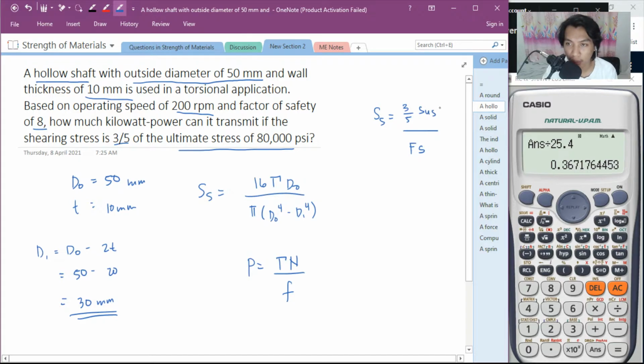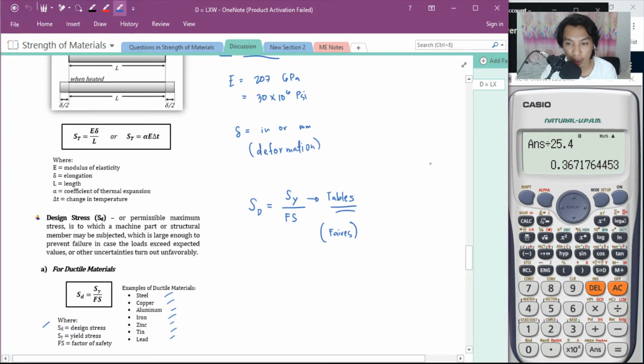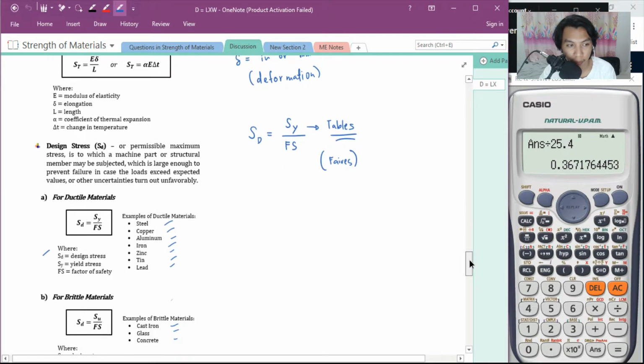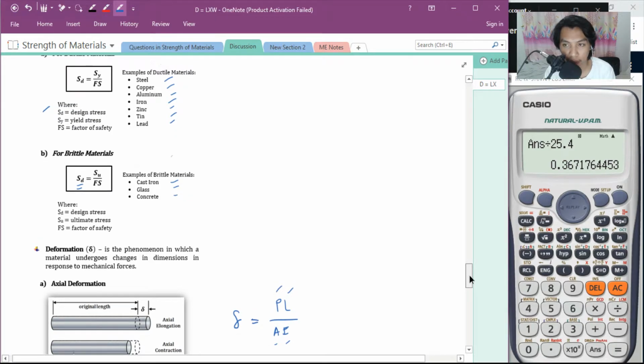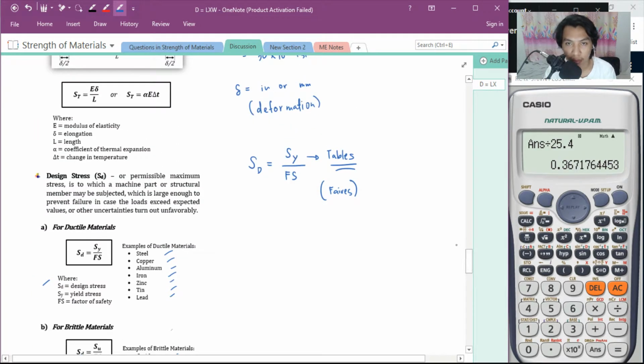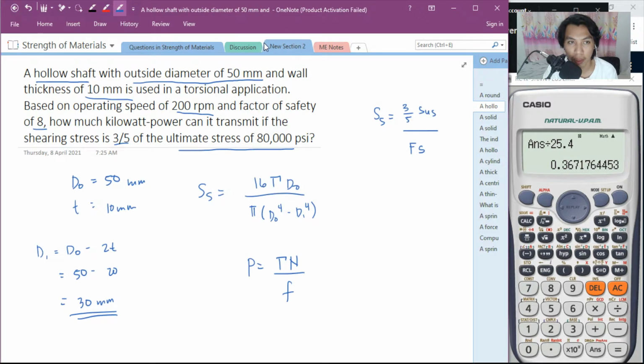Going back dun sa mga notes natin. Di ba binigay ko sa inyo sa discussion? Andito yan, ultimate stress. Ayan, no? Design stress, shearing stress. Yan yun. Design stress. Okay? SU divided by FS. O, yan. SS, shearing stress. Okay? Going back, saan na tayo?